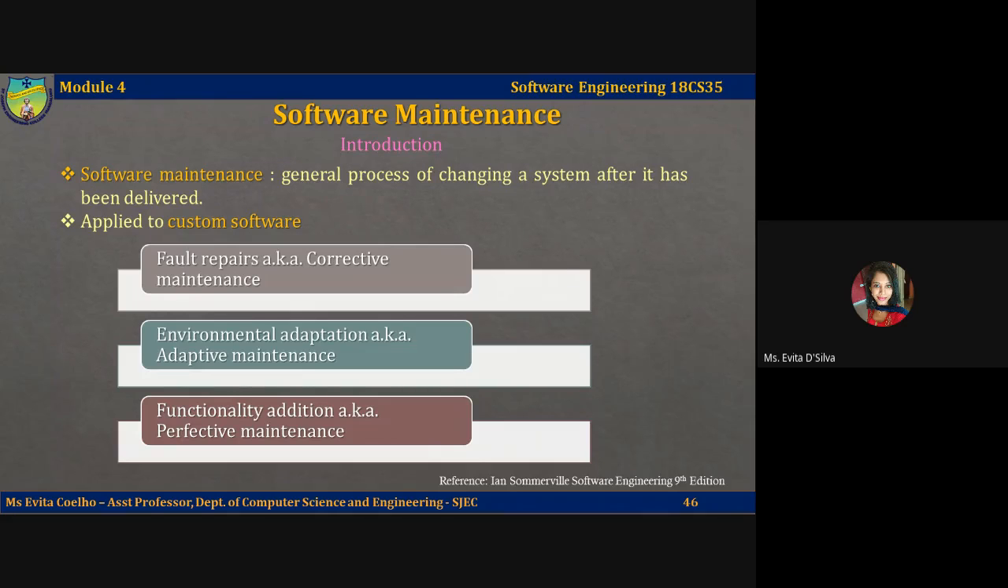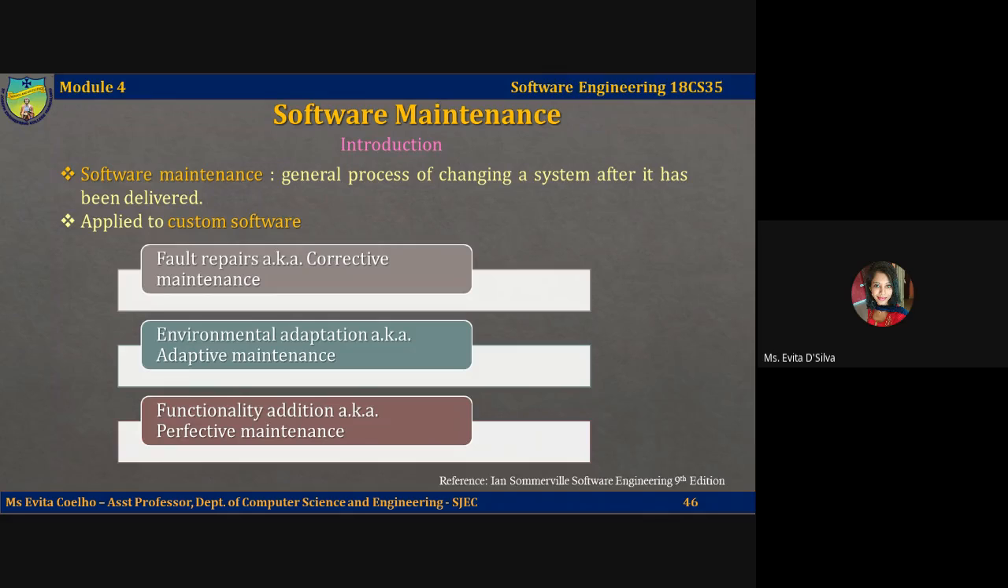The third kind of maintenance is functionality addition. This type of maintenance is necessary when the system requirements change in response to organizational or business change. The scale of the change required to the software is often much greater than for the other types of maintenance.